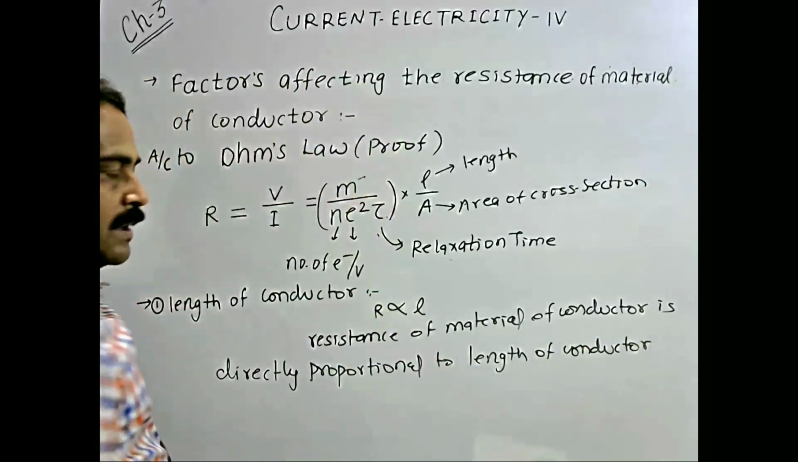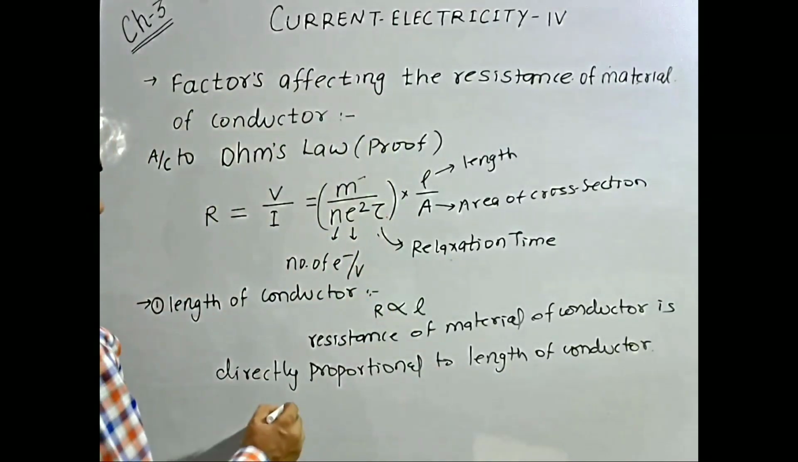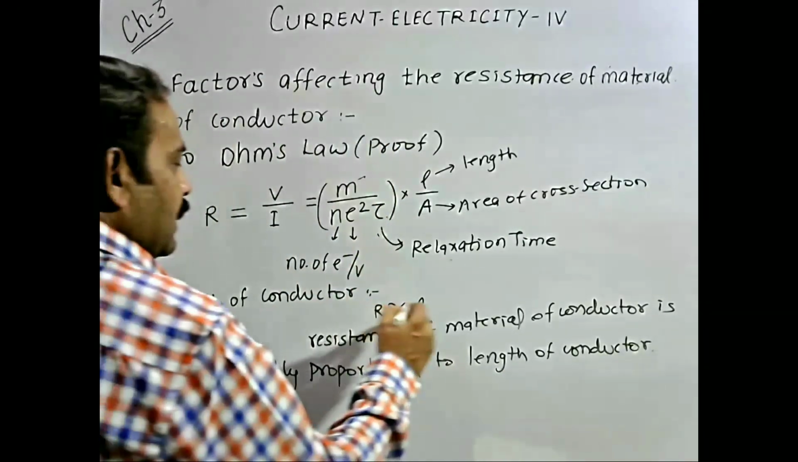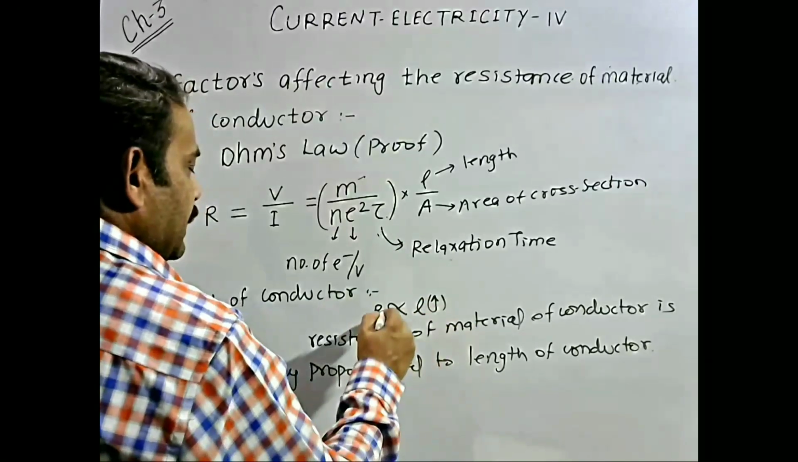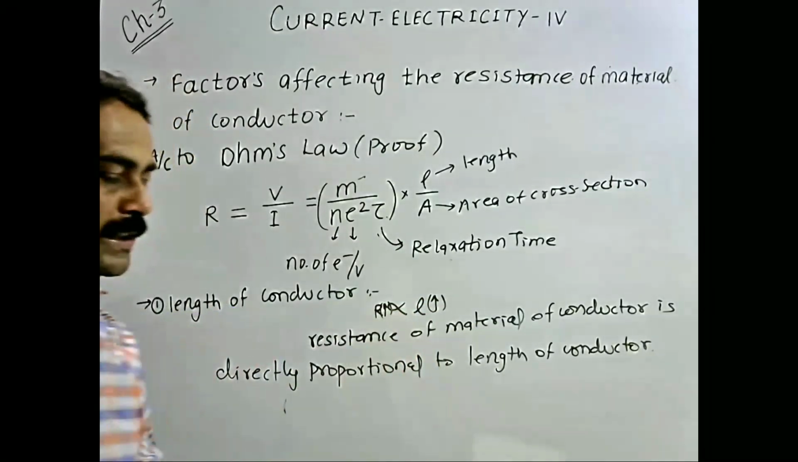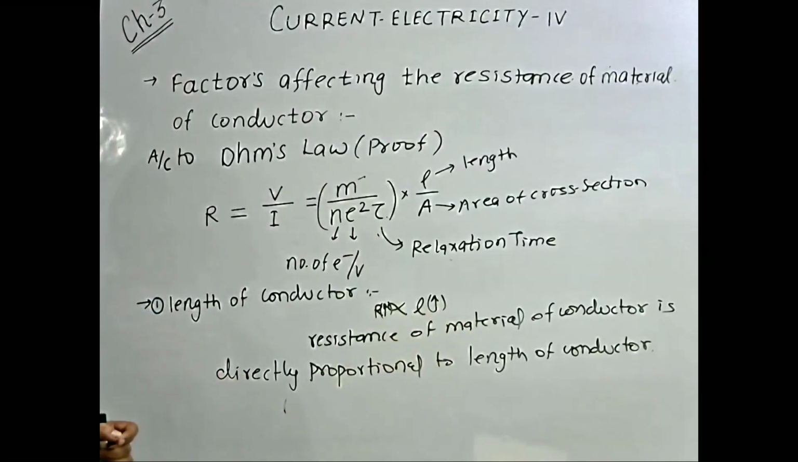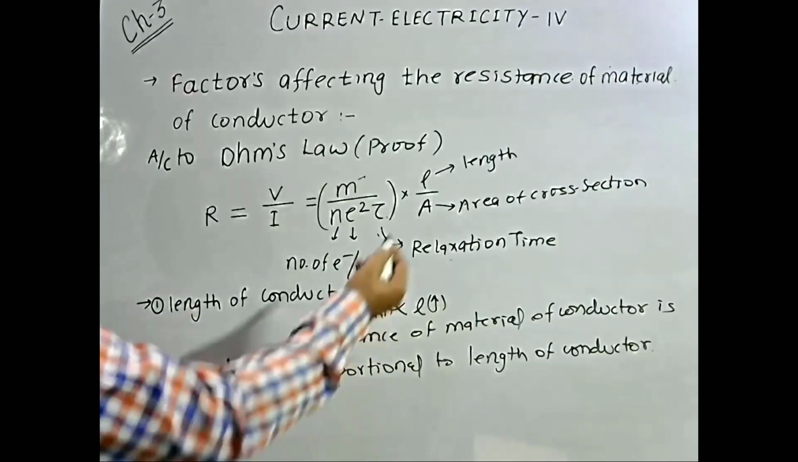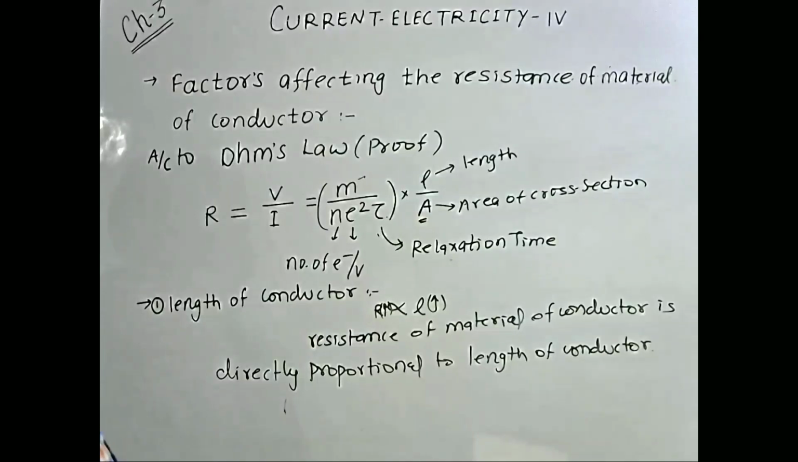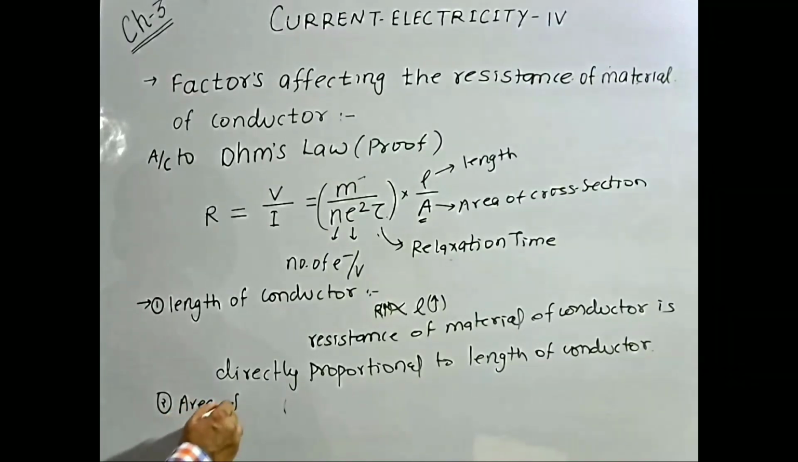Understood? That means if length increase, then resistance also increase. Clear? And if length is short, then resistance will be less. Now second factor, it is depends on area of cross section. Clear? So from the above expression, second point you note, it is depends on area of cross section. Area of cross section.